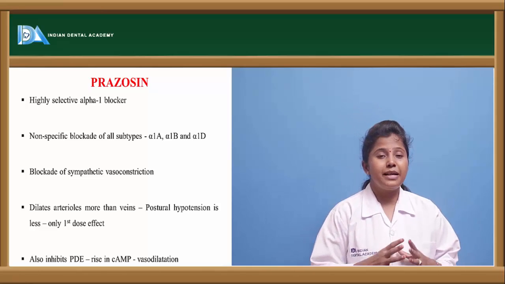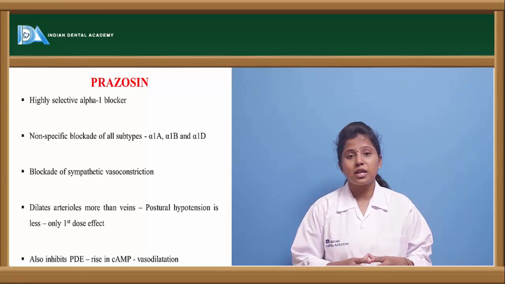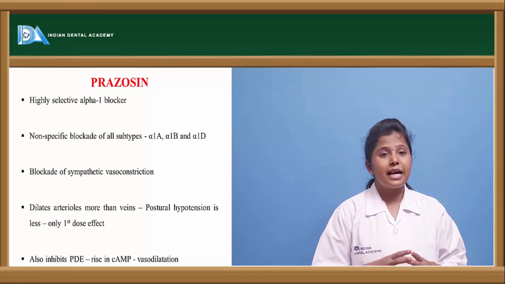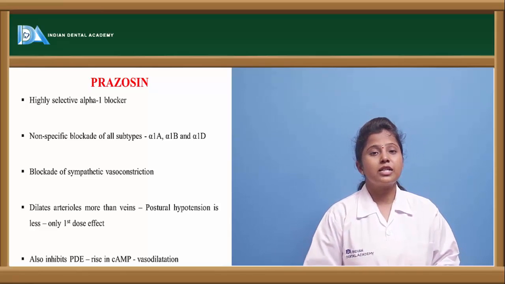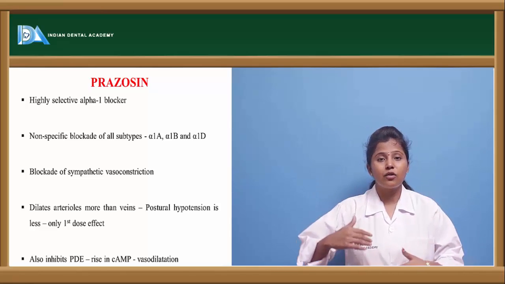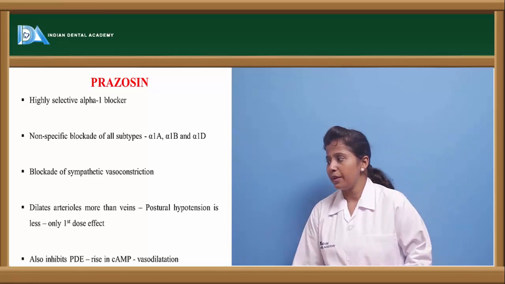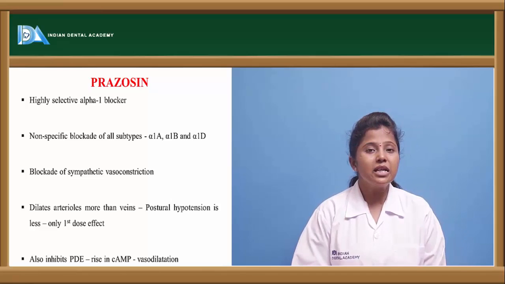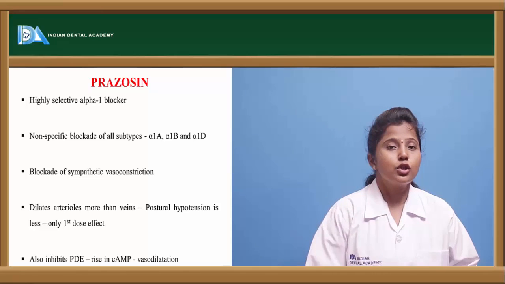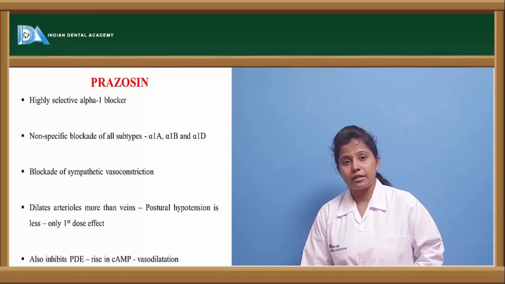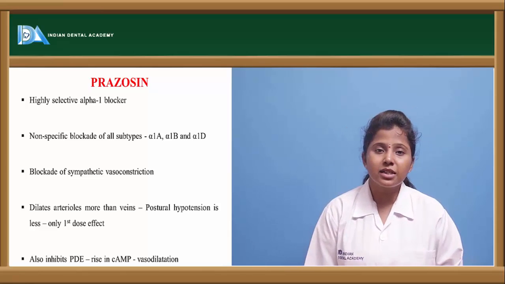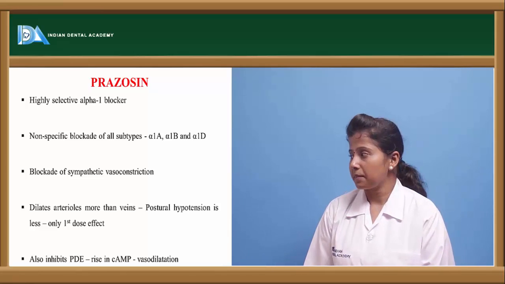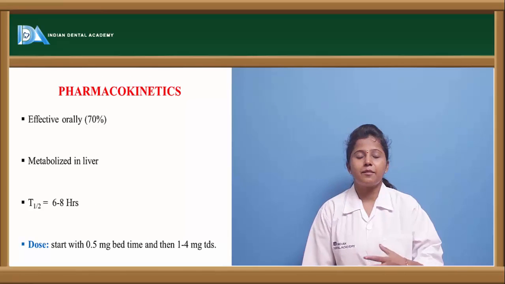So PDE is an enzyme which is used in the conversion of ATP to cyclic AMP. If it inhibits the phosphodiesterase enzyme, cyclic AMP levels will be increased, and cyclic AMP is one of the mediators used in vasodilation. So here, because of the increase in cyclic AMP levels, vasodilation occurs because of the blockade of the phosphodiesterase enzyme. Let's see the pharmacokinetics.